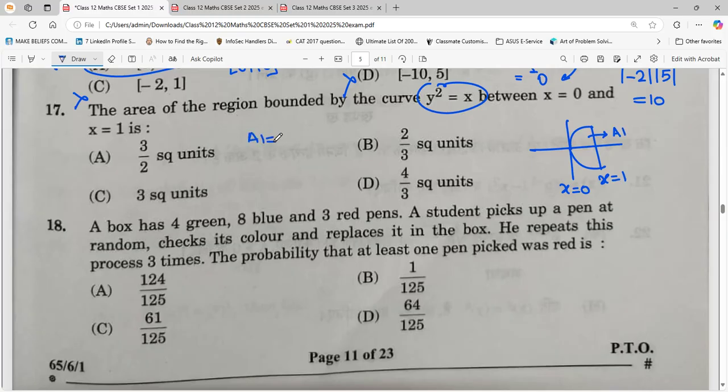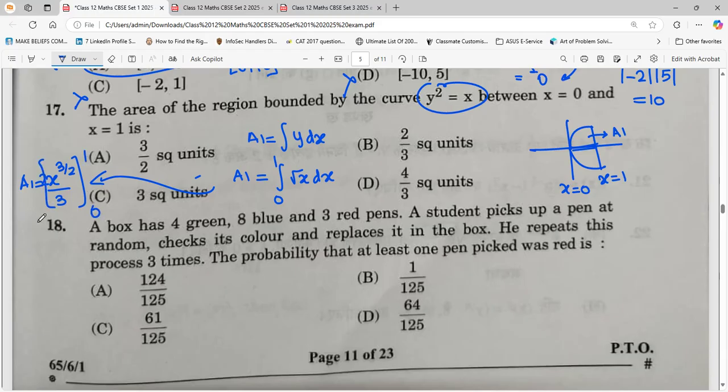So area 1 is equal to integration. It rests on the x-axis. So area should be, instead of y, we have to write it as root x dx between the limits 0 to 1. So a1 is equal to x power 3 by 2 divided by 3 by 2, from 0 to 1. So the area for a1 will be 2 by 3 units. But remember, it's twice the area, so 2 times a1. So the answer should be option D. That's the answer.